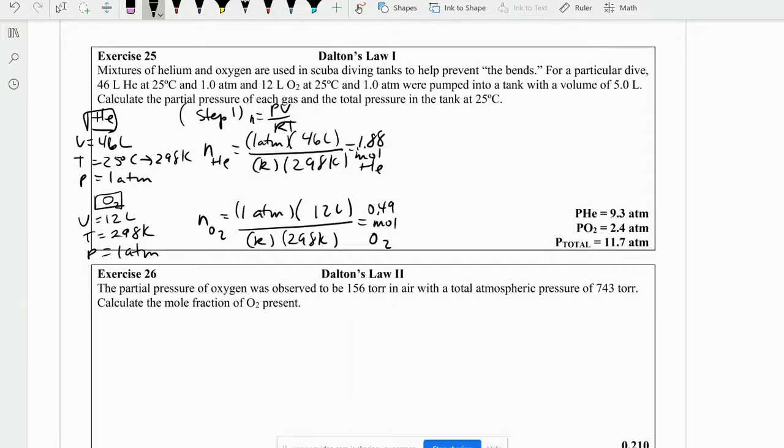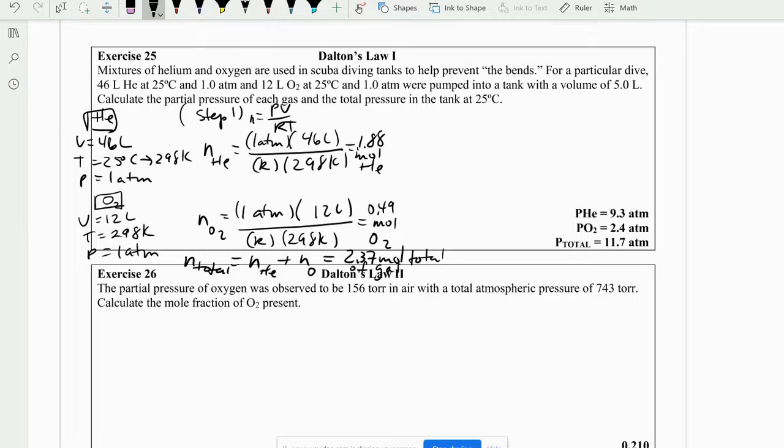Welcome back. You should have gotten 1.88 moles of helium and 0.49 moles of oxygen. And really quick, if you were to add up the total moles of both, you would simply say n total would equal the moles of helium plus the moles of oxygen, at which point, if you added 1.88 and 0.49, you should get 2.37 moles total of gas.